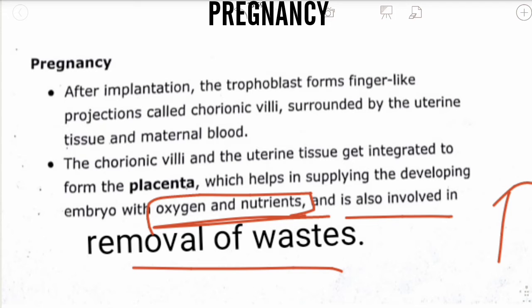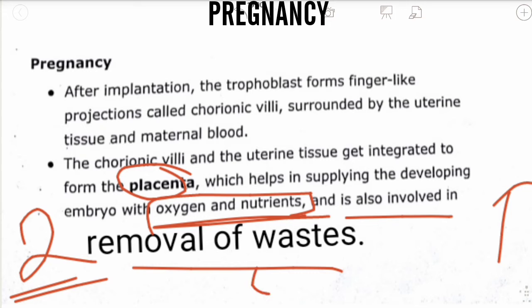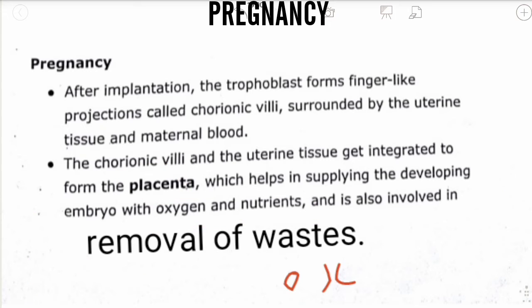The developing embryo mainly requires two things, that is, food and oxygen. This is transported by the placenta. Now the placenta gave food and oxygen to the fetus, so the fetus will also give something to the placenta, that is, excretory products.